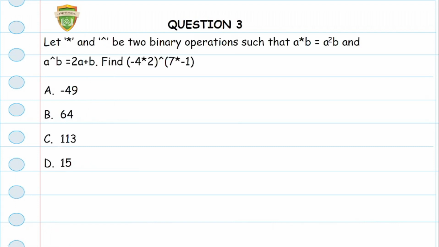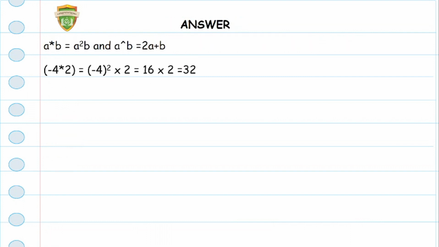Question 3 says that let this asterisk and this power sign be 2 binary operations such that A asterisk B will be A squared multiplied by B and A power B will be 2A plus B, and then we're told to find the answers to this operation. Now, the first thing we'll do is that we'll take the first part we're given, which is minus 4 asterisk 2, and then using this operation definition, our A here is minus 4, so this becomes minus 4 squared multiplied by B, which is 2.